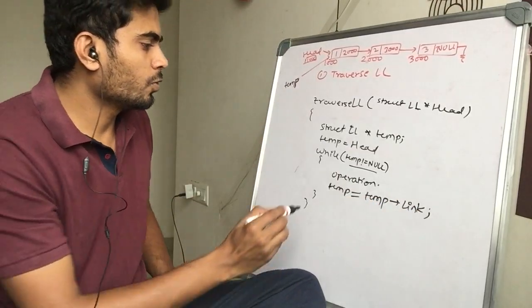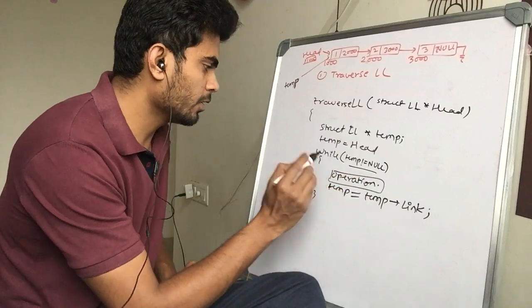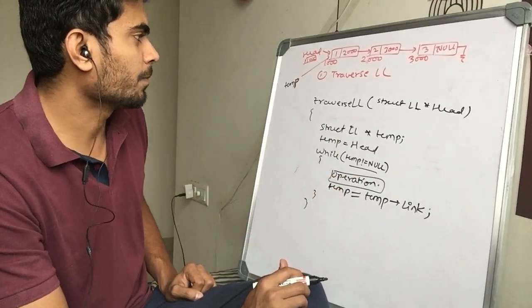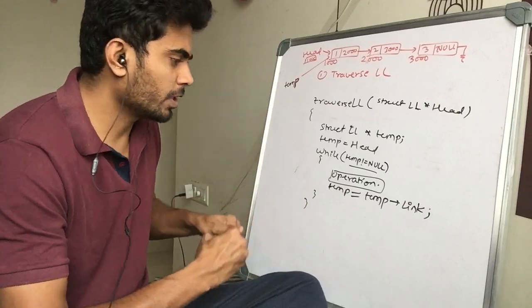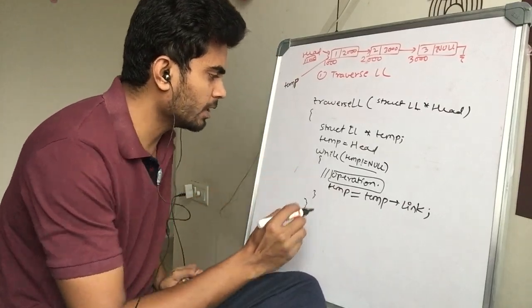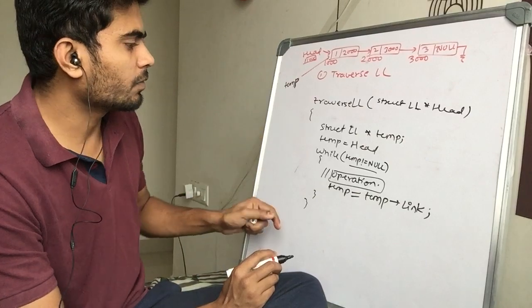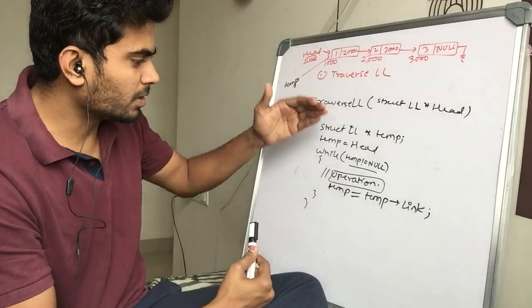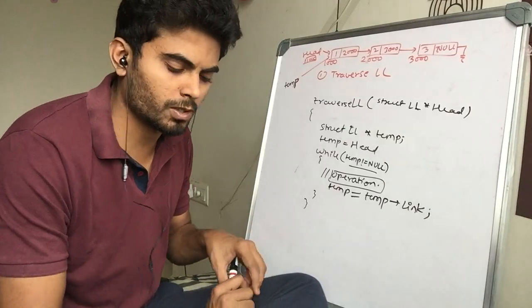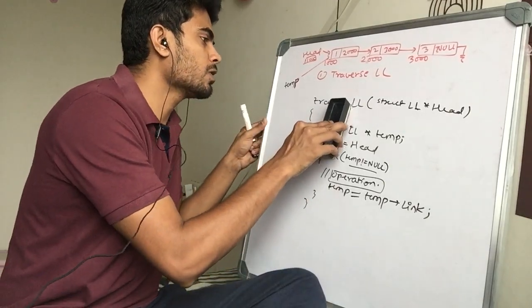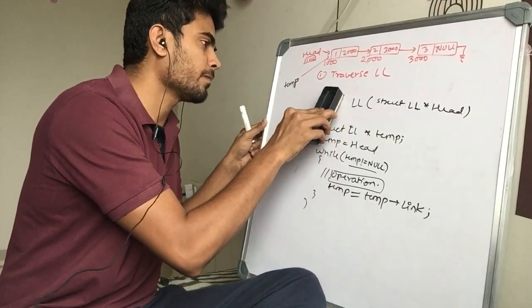Okay, so this is where you can put some operation. So this is a simple traversal function. You can just comment it out. When you comment it out, you are just done with this function. But this standalone traversal function is of no usage. So what you want to do is use it to print.